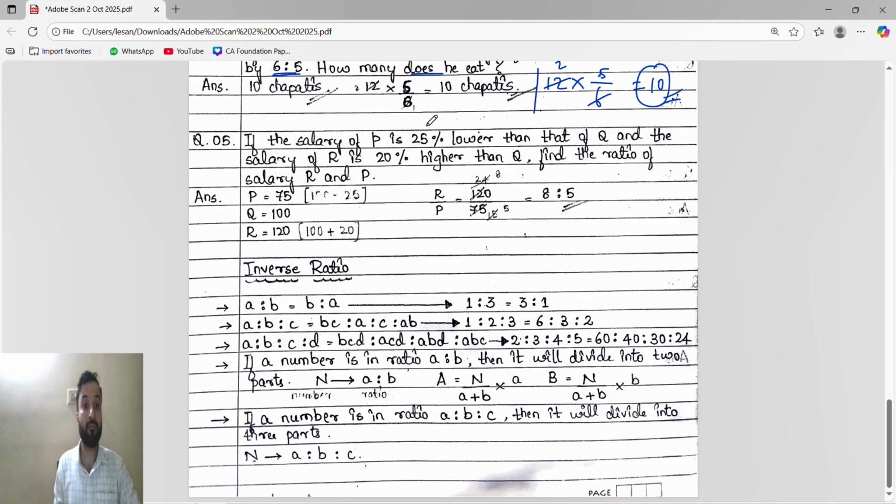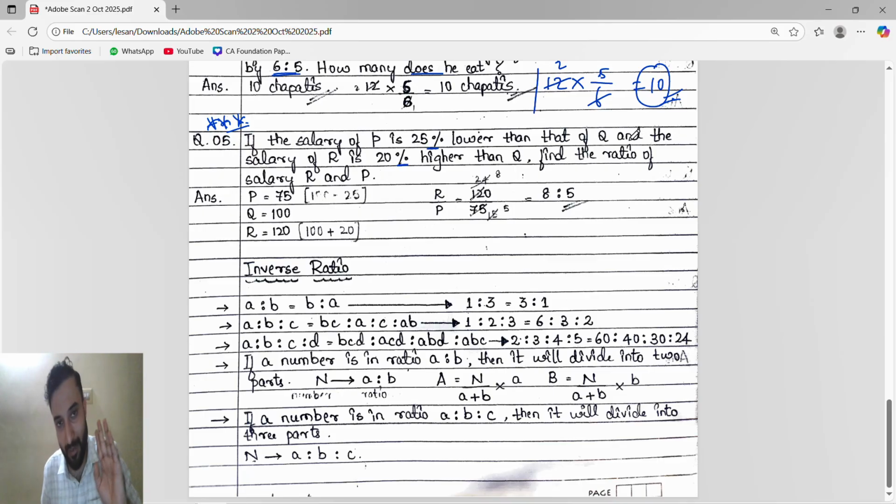Now, okay. Very important type of question, guys. Here we will use just a trick. This type of question, we are going to use the trick. Let's see. This type of question we use the trick only if it is given in percentage.